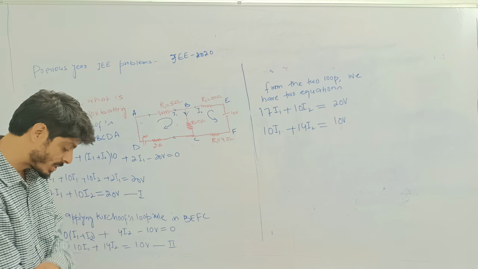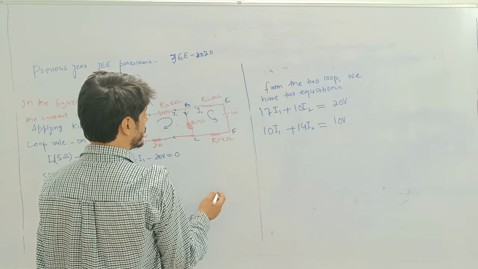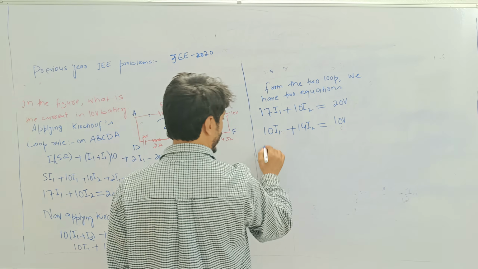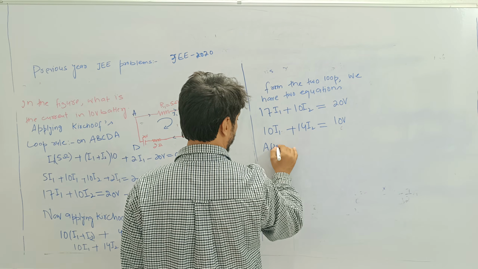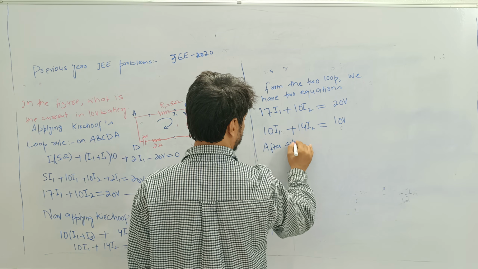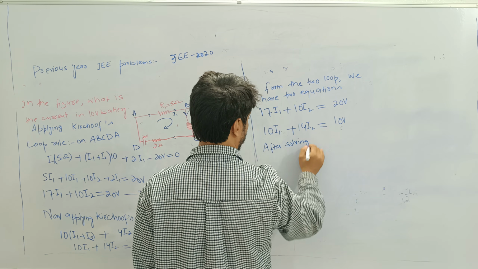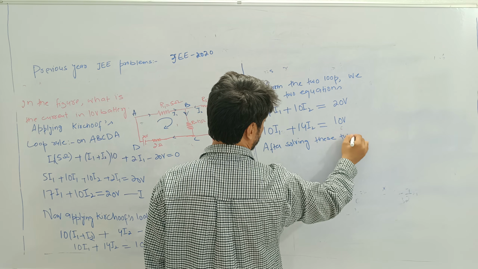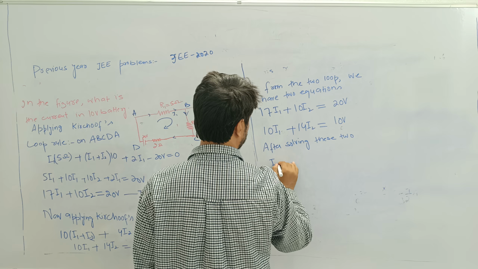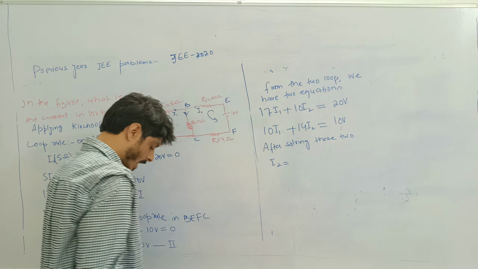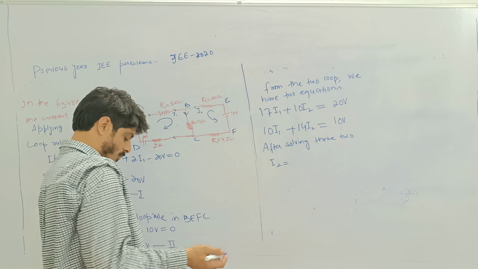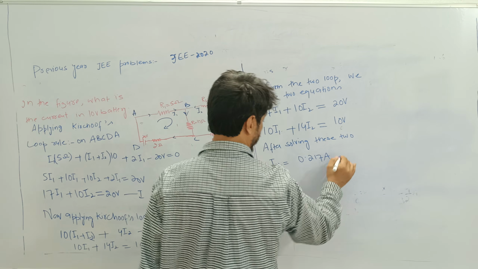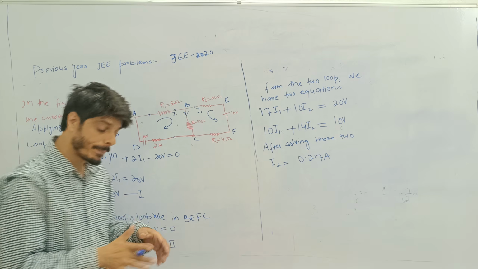After solving these two equations, we got I2 is equal to 0.217 ampere. Okay dear, I will repeat the whole question.